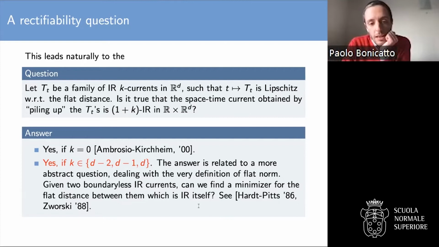And let me just say that in this case, the answer is related to a somehow more abstract question that ultimately concerns the very definition of the flat norm. What we really need here is the equivalence between the normal homogeneous flat norm and the integral homogeneous flat norm, and we are able to show such a thing in these cases, relying on well-known, well-established work in geometric measure theory going back to the 80s. This Almgren, Pitts and this Zworski paper.